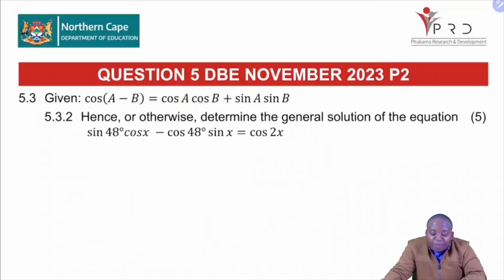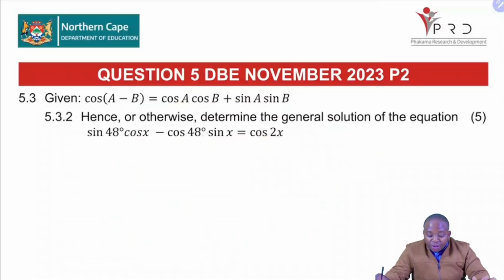Now let's look at 5.3.2. It reads as follows. Hence or otherwise, determine the general solution of this equation, which is sine 48 multiplied by cos x minus cos 48 multiplied by sin x is equal to cos 2x.